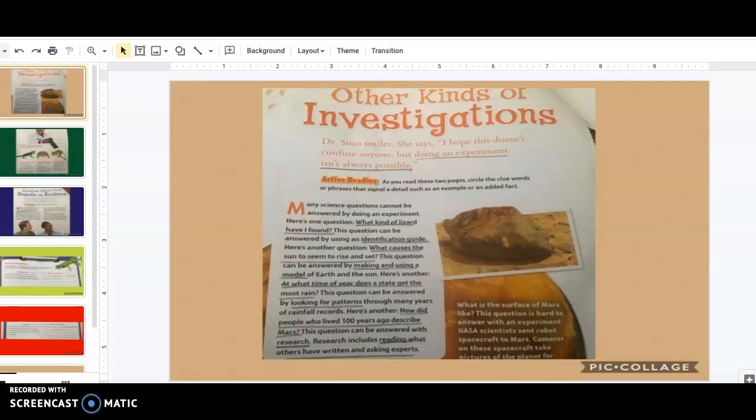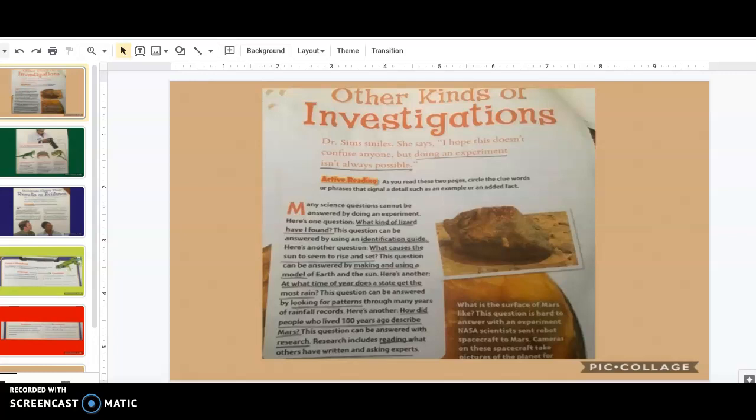So you can see I have quite a bit underlined here. I want you to also underline those parts. The title of this page says Other Kinds of Investigations. So the part that I really want you to be noticing is in that very first part where it says doing an experiment isn't always possible. So even though scientists like to use experiments in the scientific method, sometimes that just can't be done.